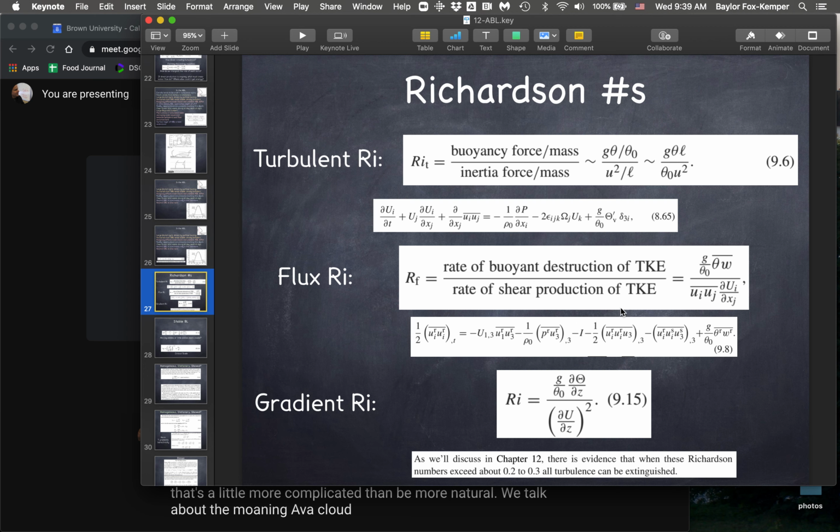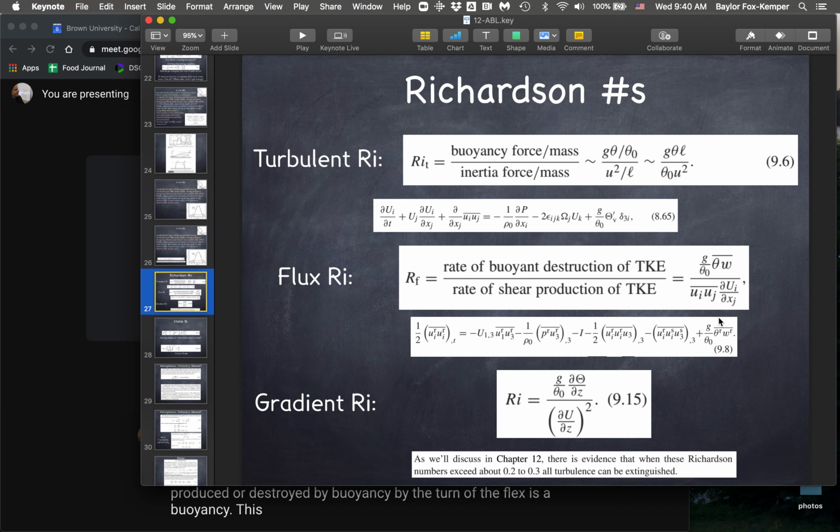The flux Richardson number is similar, except it is more explicitly thinking about, rather than the mean equation, the Reynolds stress term versus the buoyancy term in the mean equation, the buoyancy flux term in the perturbation and the turbulence equation and the shear production term in the turbulence equation. So if we think about that, it's this term, which is how much energy is either produced or destroyed by buoyancy, by the turbulent fluxes of buoyancy.